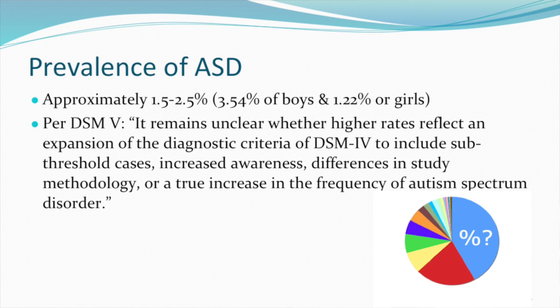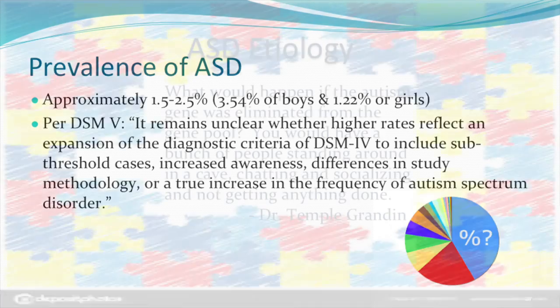And according to the DSM-5, it remains unclear whether the higher rates of autism reflect an expansion of the diagnostic criteria, which now include subthreshold cases which previously would not have been diagnosed, or whether the higher rates are related to increased awareness, differences in study methodology, or possibly a true increase in the frequency of autism spectrum disorder.